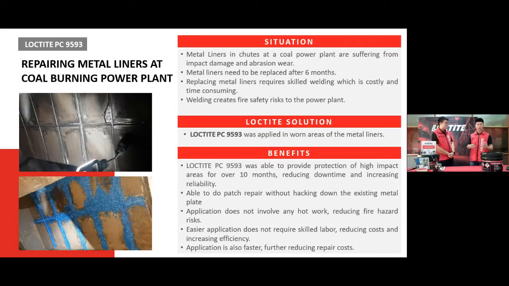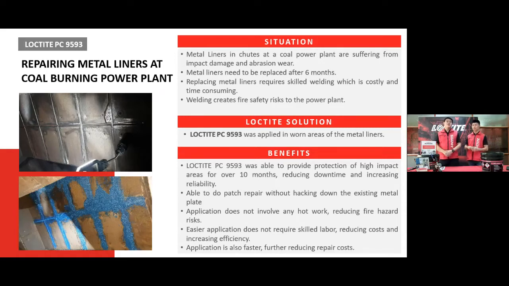Okay, so we introduce this product, LOCTITE PC 9593. As I mentioned before, these LOCTITE Wear Protective Coatings are able to do complementary repairs on your metal liners. We can use these products to do patching repairs on the metal liner that's already damaged. At the same time, we know that one of the weakest areas of these wear plate solutions is the weldment area. A lot of the time these minerals attack the weldment areas, and the whole plate may peel off due to the impacts. So that's why we do complementary protection on the weldments using LOCTITE Wear Protective Coatings, in this case the 9593.